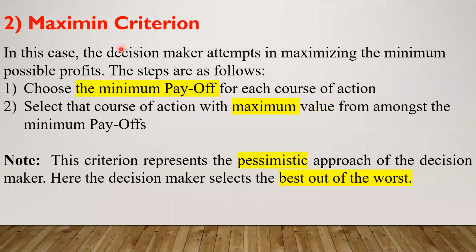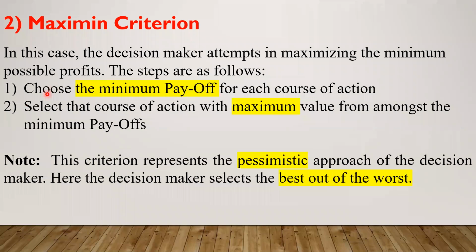Maximin. Maximin में what we do? In this case, the decision maker attempts in maximizing the minimum possible profit. मतलब he is happy even though he gets the minimum profit. फिर वो minimum में से he will select the maximum. So he is showing his pessimistic nature.